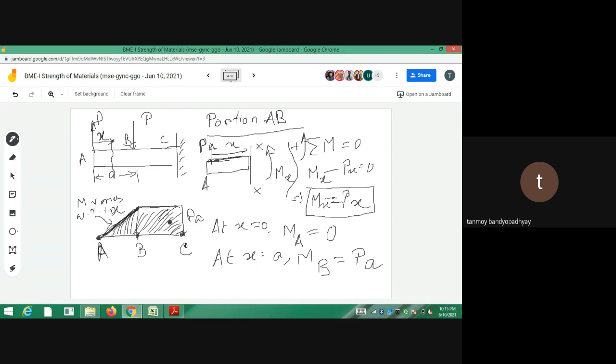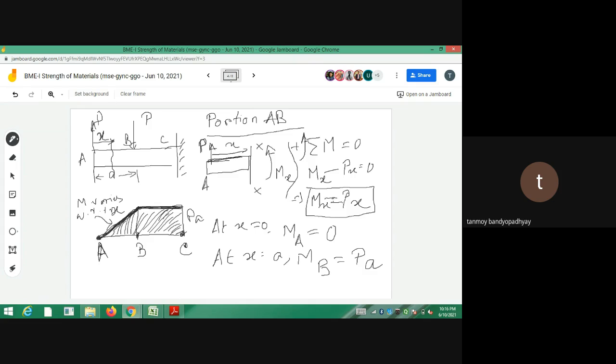So for the portion AB, the bending moment is not constant. It varies linearly with x. That is why I have joined it using a straight line. Later cases may come where there can be cubic variations, quadratic variations and all. We have to draw such curves. But for the portion BC, you can see that the bending moment doesn't vary with x. It is actually constant. So the portion BC is actually under pure bending.